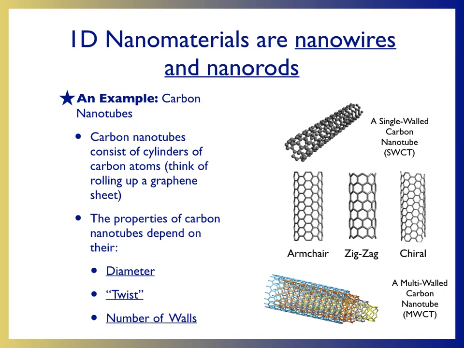The number of walls can also affect the properties of the carbon nanotubes. A multi-walled carbon nanotube, because of its layers of carbon nanotubes, can potentially be a stronger material. In addition, multi-walled carbon nanotubes can be functionalized on the outside wall while keeping the electrical properties on the inside walls. This allows for carbon nanotubes to be used in multiple types of applications.